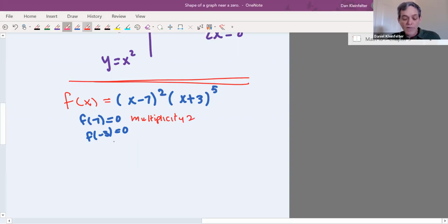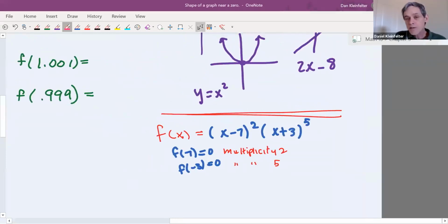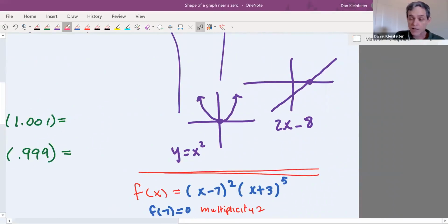For -3, its corresponding factor is x plus 3, and it occurs 5 times in a factorization. So its multiplicity is going to be 5. So the multiplicity for a 0 is just how many times the corresponding 0 occurs in a factorization of that polynomial. It turns out that the behavior of the function at its 0, does it cross or bounce off, depends on whether that multiplicity is an even or odd number.